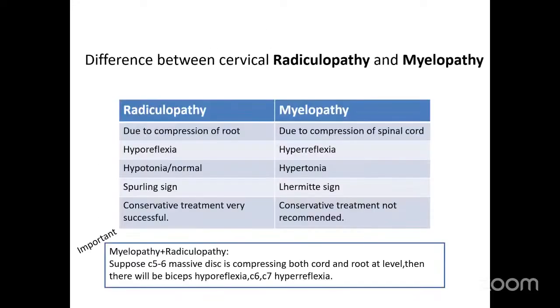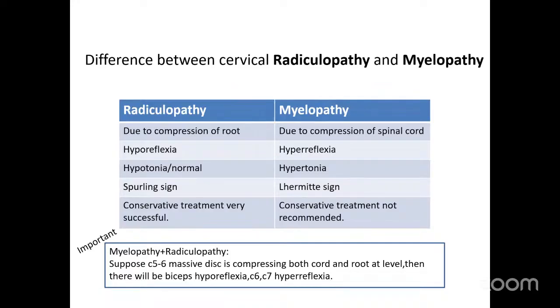So what is the difference between radiculopathy and myelopathy? We know the definition. What are the findings which are different in both? So yes, when there occurs only compression of the nerve root, that is radiculopathy, the reflex for that particular nerve root will be suppressed, that is hyporeflexia, whereas it is always hyperreflexia in myelopathy. Tone would be reduced or normal, whereas tone will always be increased in myelopathy. Sperling sign, very specific for radiculopathy.